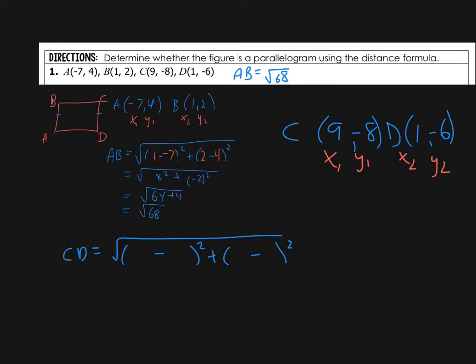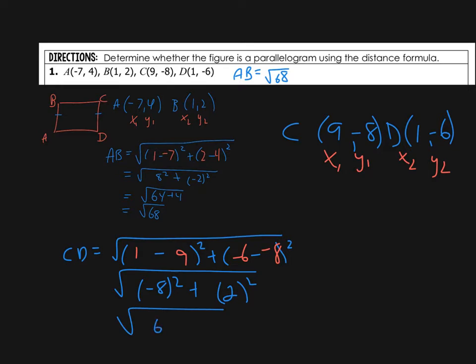Once again, talking my way through it, x2 is going to be 1, x1 is going to be 9, y2 is going to be -6, and y1 is going to be -8. Now when I crunch this down, 1 minus 9 is -8 squared, plus -6 plus 8 is going to be 2 squared, and I see 8 squared and 2 squared again, so that's going to be 64 plus 4, which is the square root of 68. So CD is equal to the square root of 68.